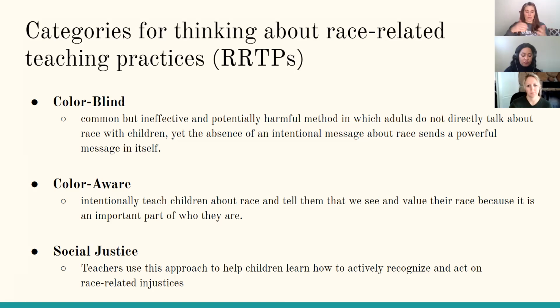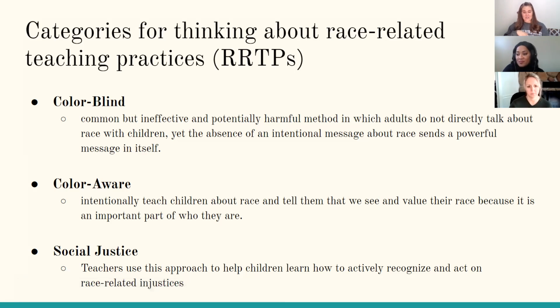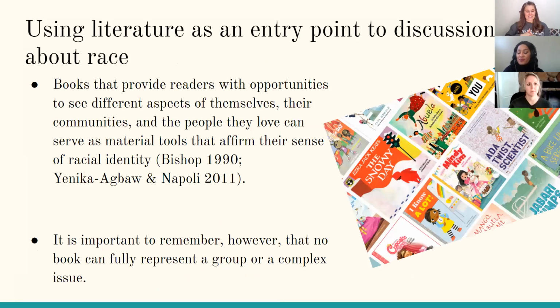So ultimately, educators can look for opportunities to infuse all aspects of children's learning with color awareness and social justice connections. Although this is ideal, teachers who are new to race-related teaching practices might find it easiest to begin with children's literature, which is an accessible medium for early childhood educators. So, using literature as an entry point to discussions about race.